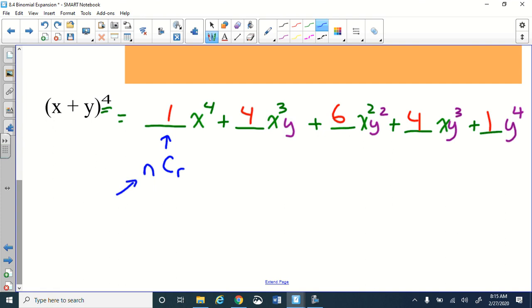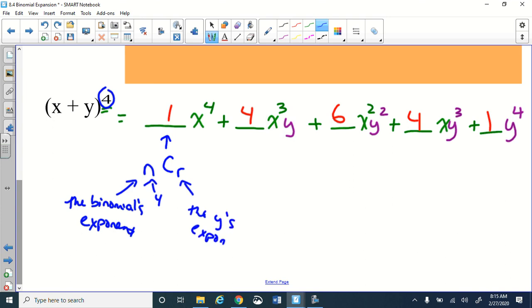N stands for the binomial's exponent. So in this case, it's 4. And the r stands for the y's exponent. So in this case, there is no y, right? So it's 0. Another way to get 1 is to do 4C0. Now, how do you know that 4C0 is 1?